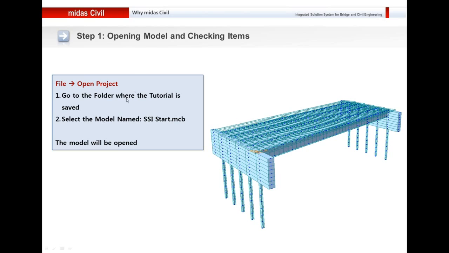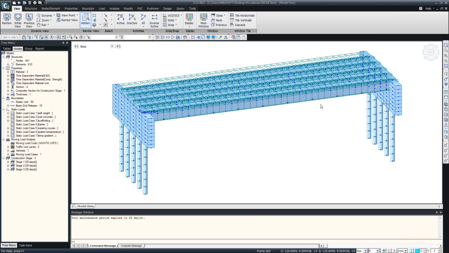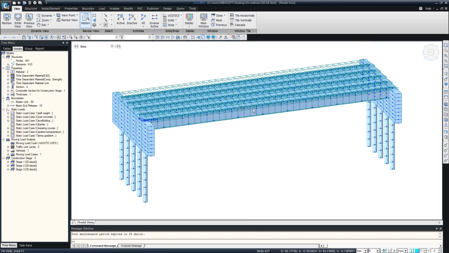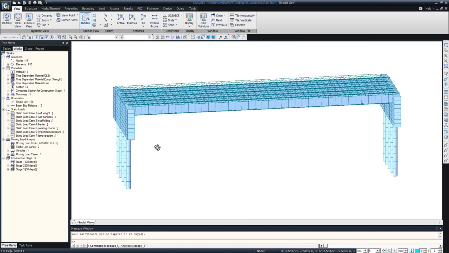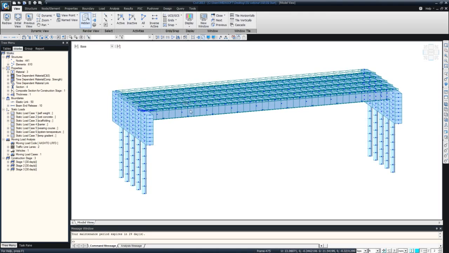So let me open the start model here. I hope you guys already have the start model with you. So please open Midas Civil and open the start model. So as you can see here, this is how the start model looks. And here you can see the supports are not applied. So I'm just going to use the integral bridge feature to apply the support.